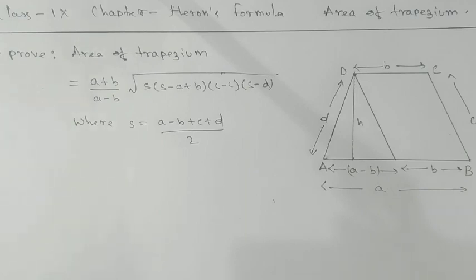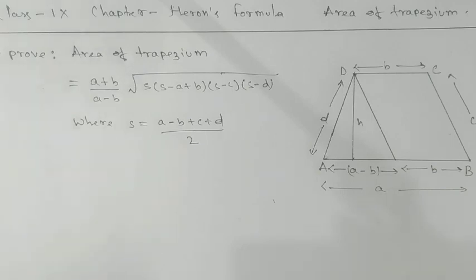So here we have area of trapezium equals (a plus b) by (a minus b) root over s into (s minus a plus b) into (s minus c) into (s minus d), where s equals (a minus b plus c plus d) by 2.